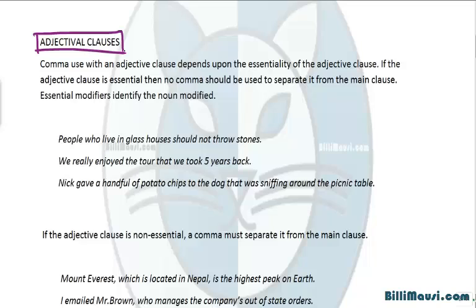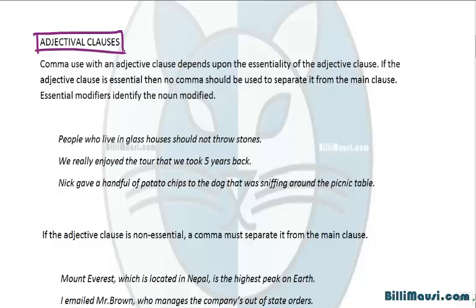Let's quickly go to the stated definition. Comma used with an adjective clause depends upon the essentiality of the adjective clause. If the adjective clause is essential, then no comma should be used to separate it from the main clause. Essential modifiers identify the noun modified.